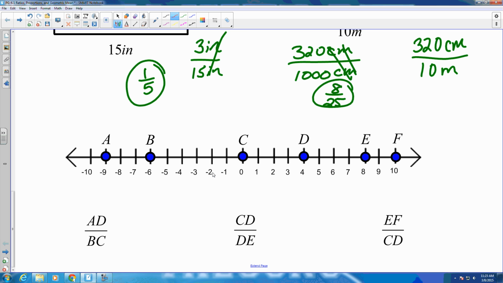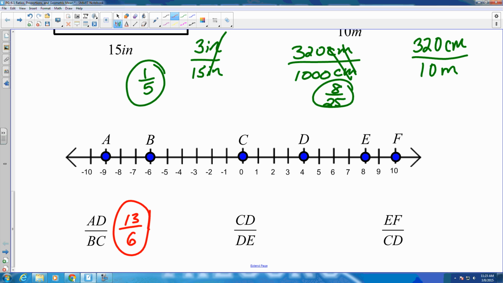So it's 1, 2, 3, 4, 5, 6, 7, 8, 9, 10, 11, 12, 13. So the distance from A to D is 13. BC is going to be 1, 2, 3, 4, 5, 6. So it's 13 over 6. And I can't simplify that anymore, so that is the ratio.